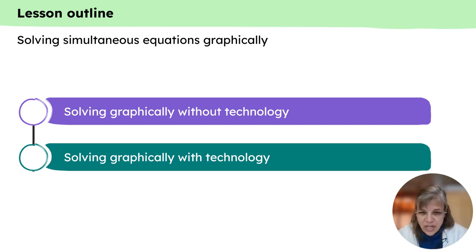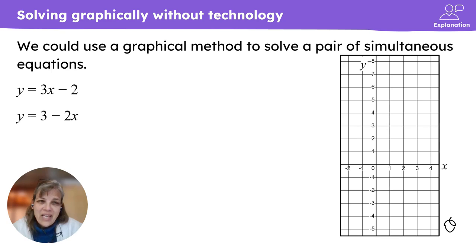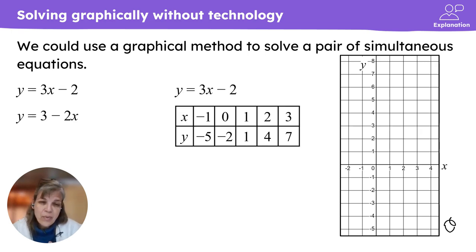Okay, so first we're going to talk about doing it without technology, and then we're going to practice doing it with some technology. If you are going to use a graphical method to solve a pair of simultaneous equations, basically what you're doing is you're taking two equations and you're graphing them. Remember when we graphed equations, we made a table of values and then we plotted the points. So that top equation would look like the blue line on your screen.